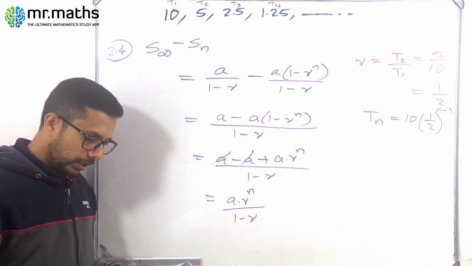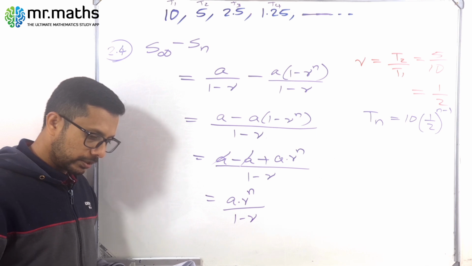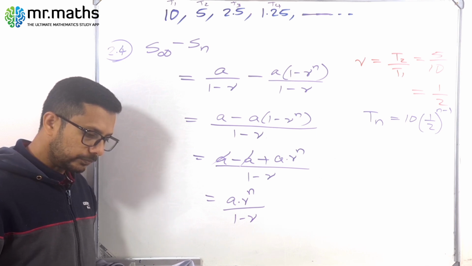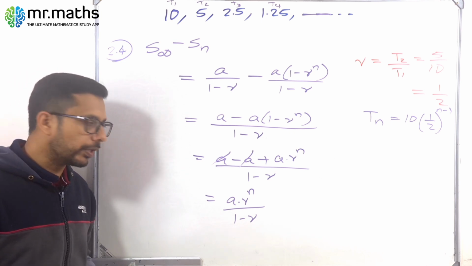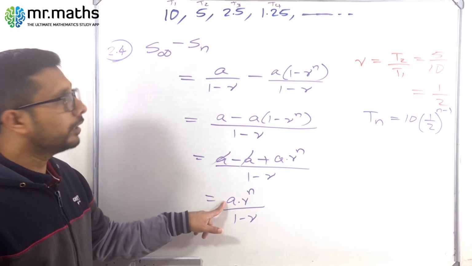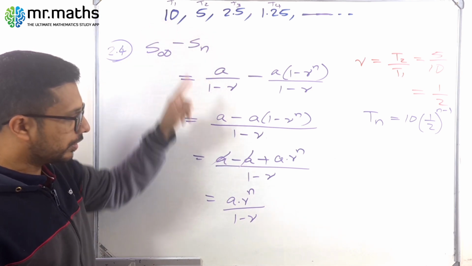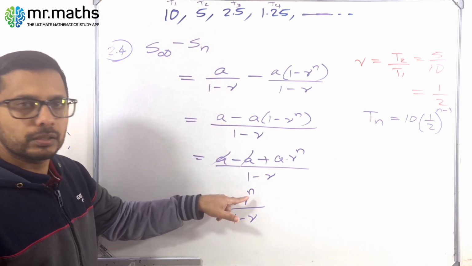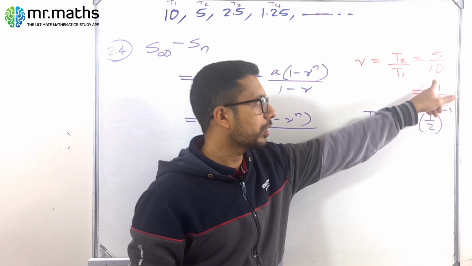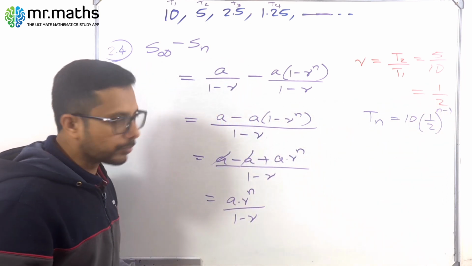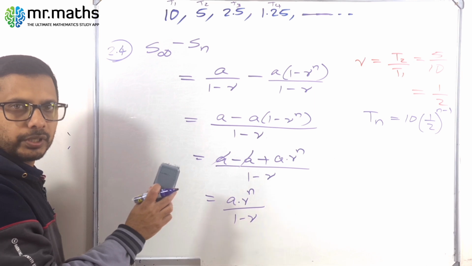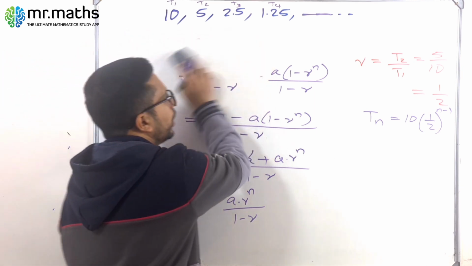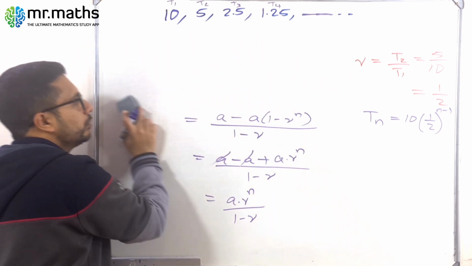Now we have to substitute. We know all the values. We know a is 10, the first term, and r, the common ratio, we got as half. So now we can substitute the values. Those who didn't write this, you have to pause the video and write it.